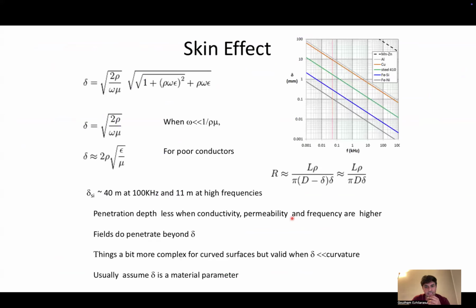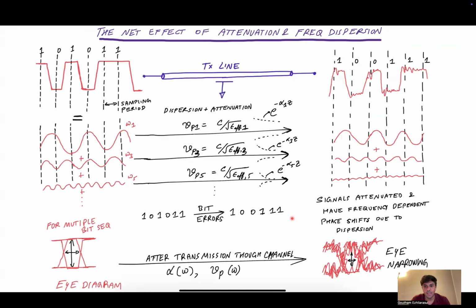And these are some more details about skin depth. You can pause the video and look at this more. This is the general expression for skin depth and how skin depth changes with frequency. These are things I already discussed, but this is a more data-centric explanation for what skin effect is. So what is going to be the net effect of this frequency-dependent dispersion, or the frequency-dependent time of flight of the signal, as well as this frequency-dependent attenuation of the signal?